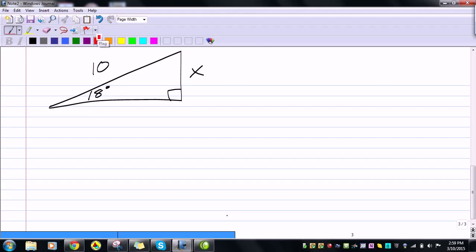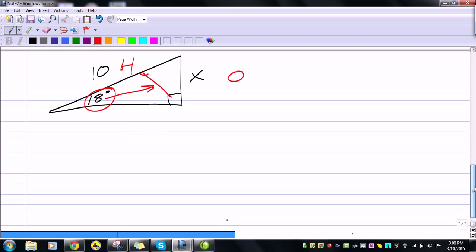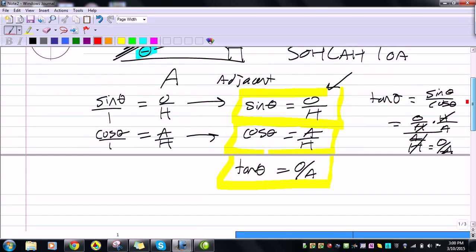So here's how it works. I'm going to identify my reference angle. I can use 18, or if I wanted to, I could use 72 up here, but I'm going to stick with 18. Then the side I'm looking for is called opposite, O. The side I know, 10, is the hypotenuse. Now I go back and ask, which of the three ratios can I use? I'm looking for O, and I have H. The sine has an O and an H in it.